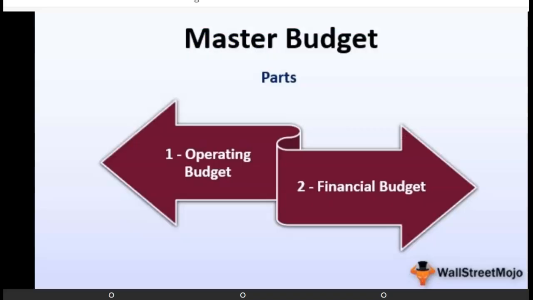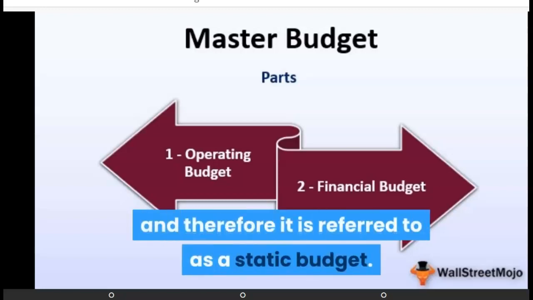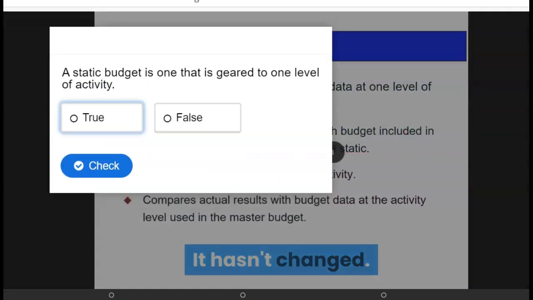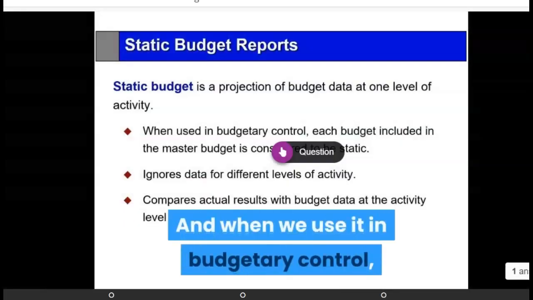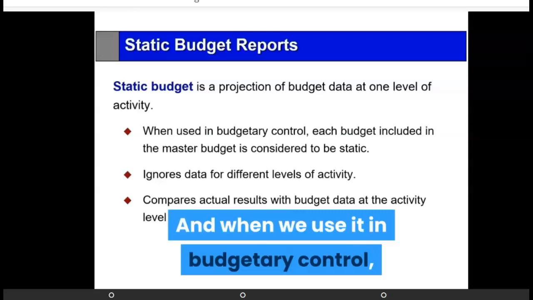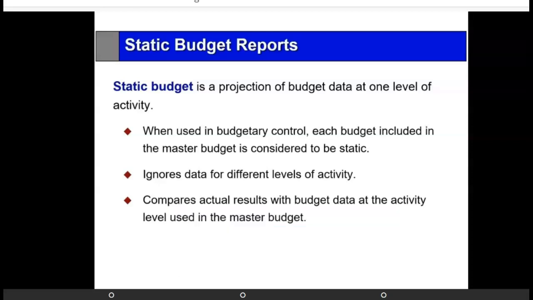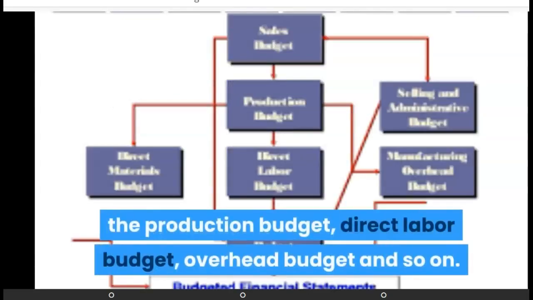Now, they're comparing the actual results to the budget. We must realize, though, the budget is a projection at one particular level of activity, and therefore it is referred to as a static budget. It hasn't changed. And when we use it in budgetary control, each budget included in the master budget is considered to be static. The sales budget, the production budget, direct labor budget, overhead budget, and so on.